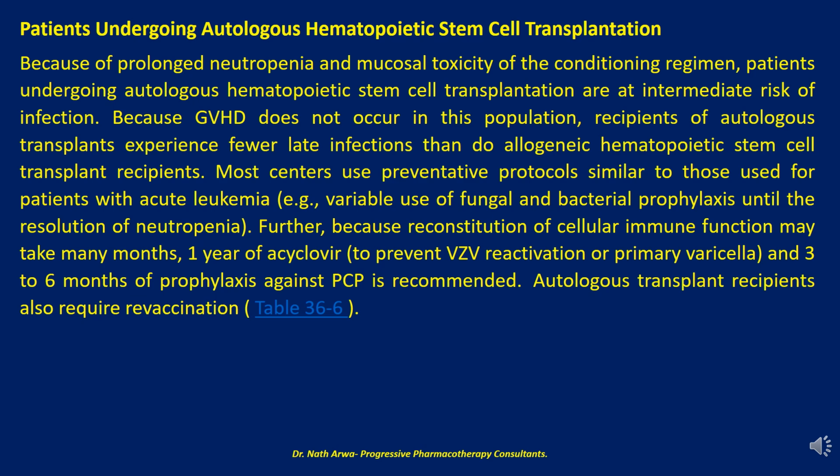Most centers use preventative protocols similar to those used for patients with acute leukemia, e.g., variable use of fungal and bacterial prophylaxis until the resolution of neutropenia. Further, because reconstitution of cellular immune function may take many months, 1 year of acyclovir, to prevent VZV reactivation or primary varicella, and 3 to 6 months of prophylaxis against PCP is recommended. Autologous transplant recipients also require revaccination as shown in Table 36.6.